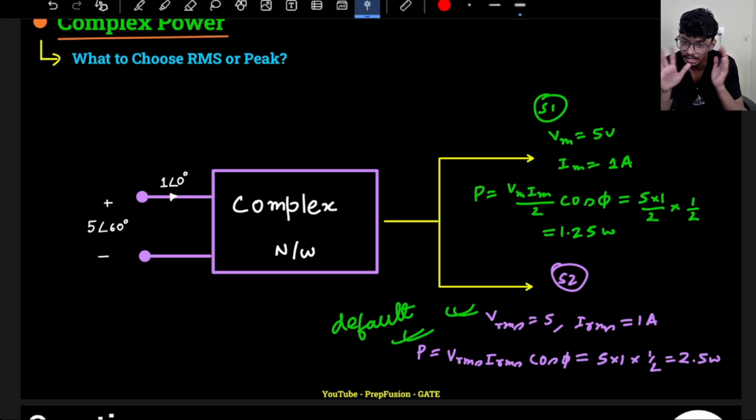But again I'm reiterating that in the examination hall they will tell you whether this is peak or RMS. Don't go blindly and assume this will always be RMS. No, this will not always be RMS. In the question they will mention if 5 is the peak value or the RMS. But just in case it is not mentioned somehow, then by default you will choose RMS. If it is mentioned, then you will not choose RMS. Whatever the examiner has told you to choose, that you will choose.